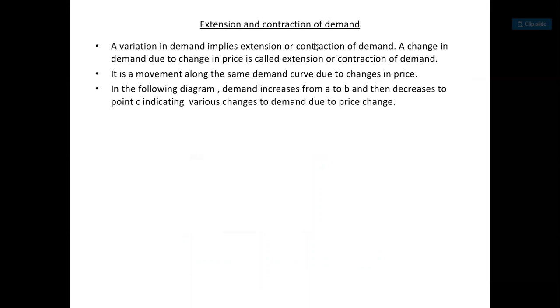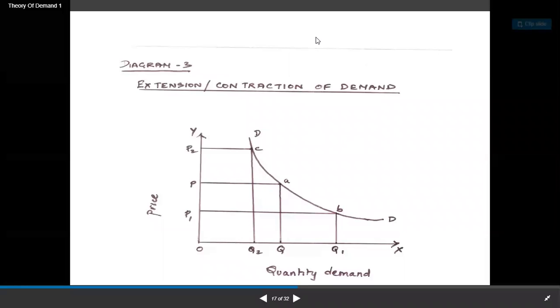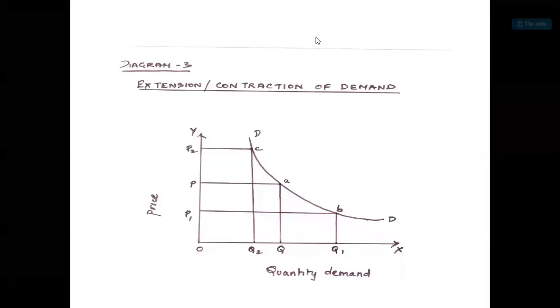Now we will discuss some movements of the demand curve, and changes in the quantity demanded. These curves show the upward movement and downward movement of the demand curve. First of all, extension and contraction of demand. Now we will discuss this. So, expansion of demand or extension of demand.